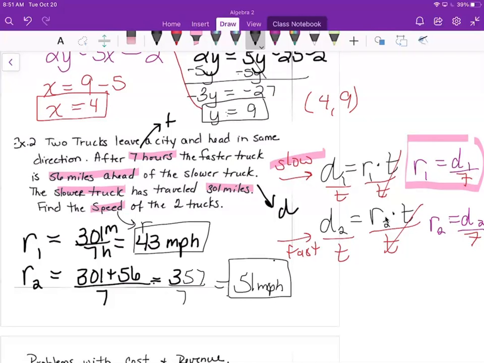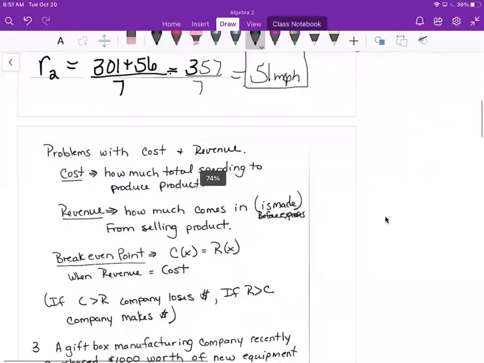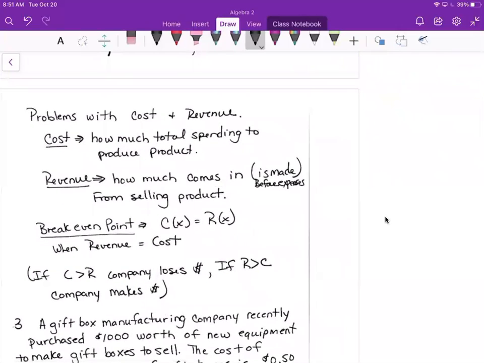All right. The next type of problem you'll see often involving systems deals with cost and revenue. This is a very simple model. In the business world, equations get a lot more complicated. But for our purposes, we're going to say that the cost is what is spent to produce. The revenue is what's made when you sell. And the break-even point is where the cost and the revenue are equal to each other.